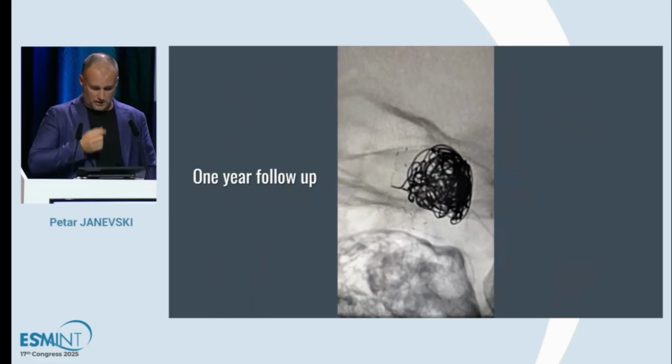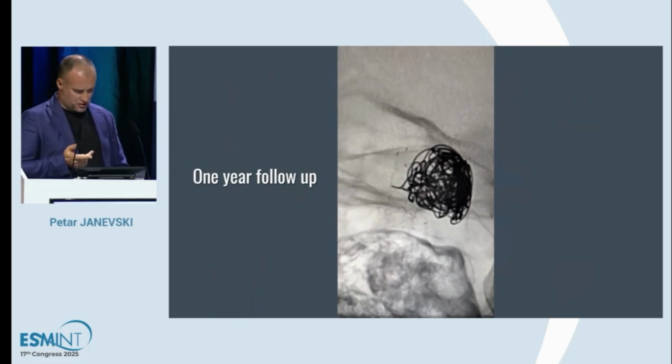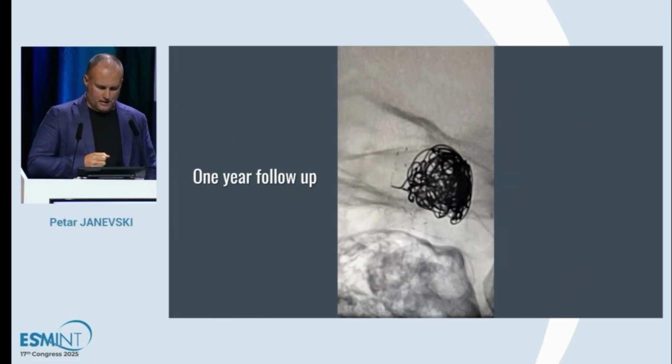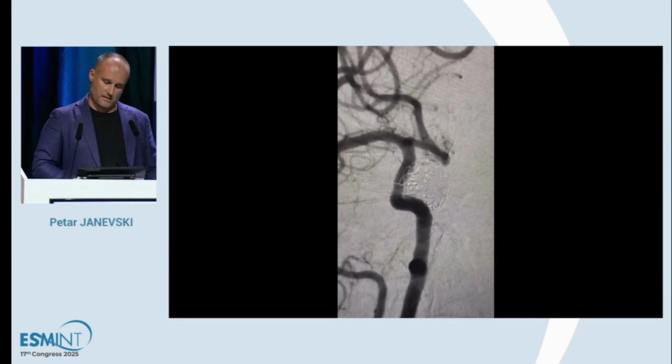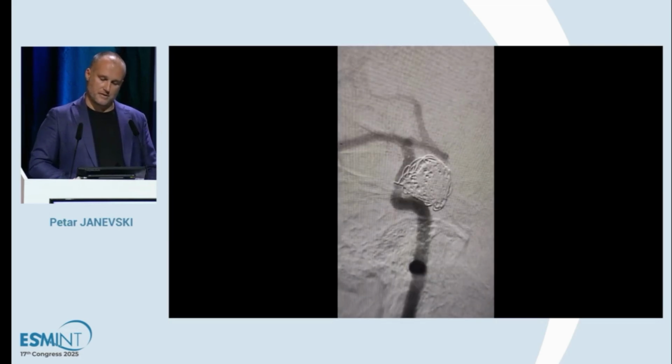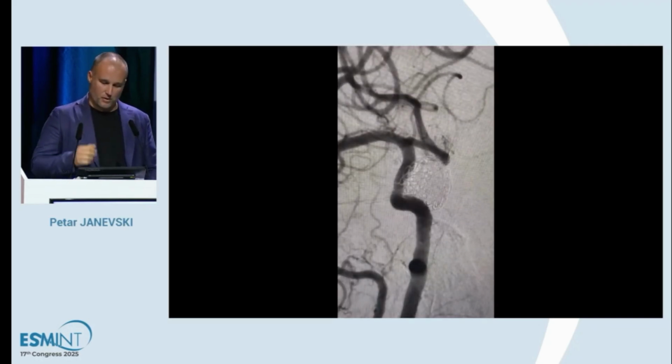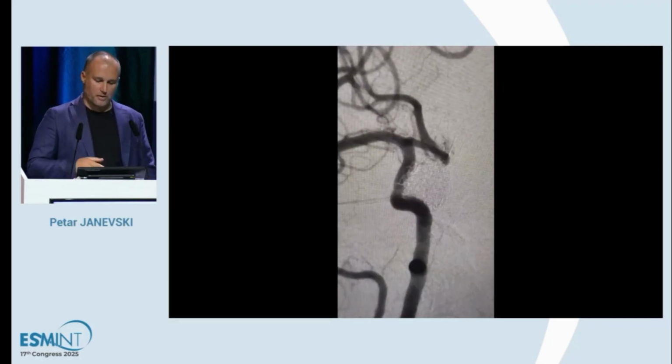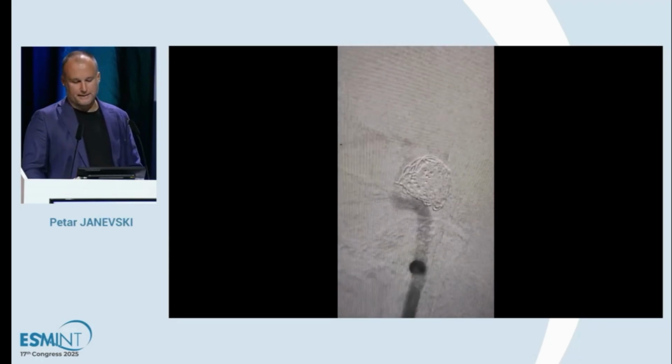And 1 year follow-up, this was done actually last week with the radial access. This time the patient showed. And you can see the flow diverter is open, completely open. And this is the final angiogram. As you can see, beautiful remodeling of not just the neck, but the whole artery. So we were very happy with the result at the end.